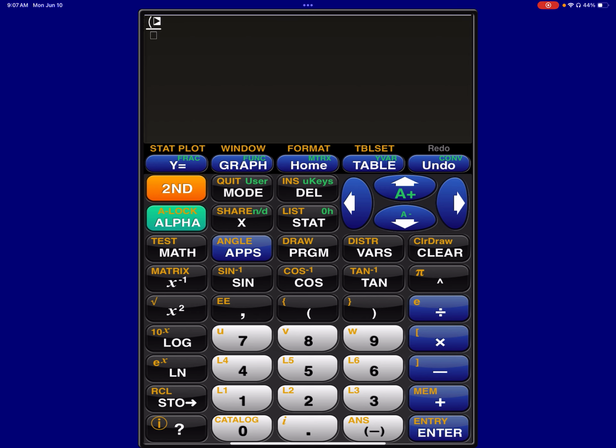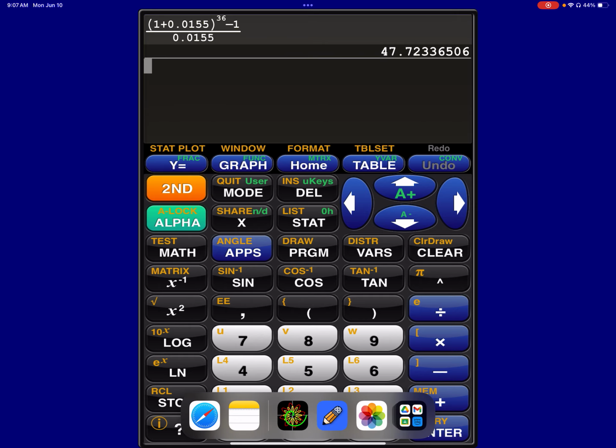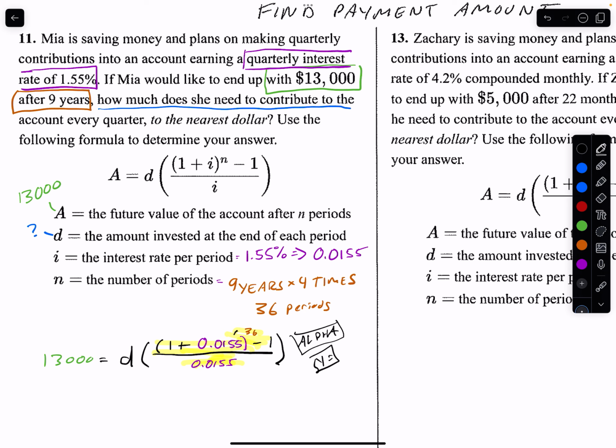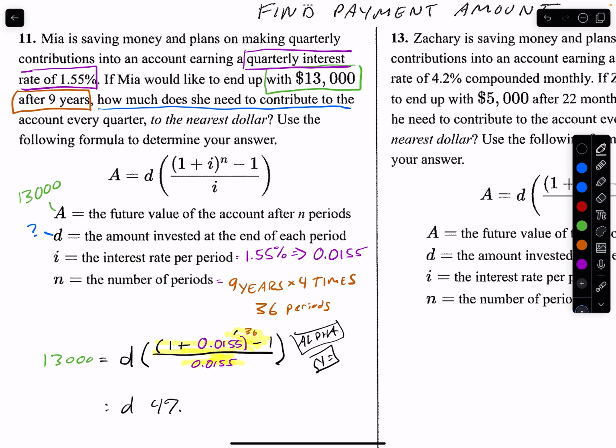And now what are we putting on the top? We've got 1 plus 0.0155 raised to the 36th power. Then don't forget to subtract your 1. And then divide by 0.0155, which is the interest rate per period. And then we get 47.7234.